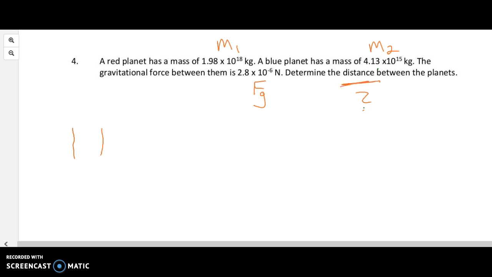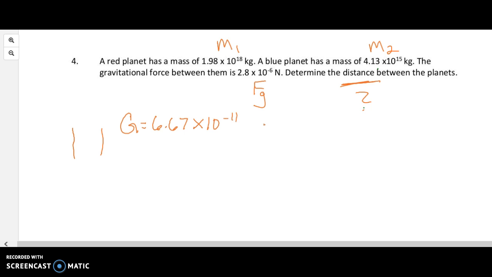There is one more given that's actually assumed. What is that? What's the assumed given? What's capital G? The gravitational constant. It's a very small number. We talked about that before. The gravitational constant is 6.67 times 10 to the negative 11 power.